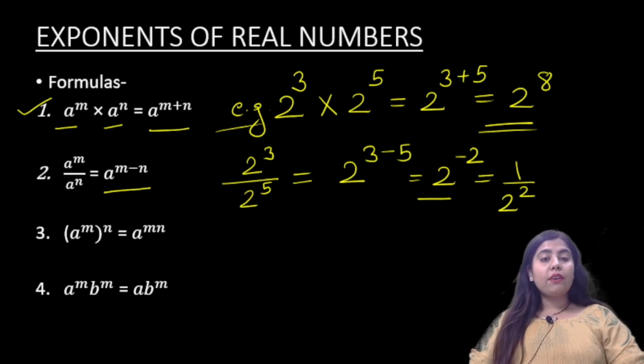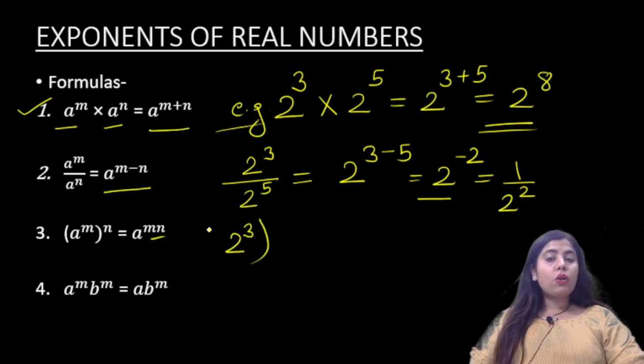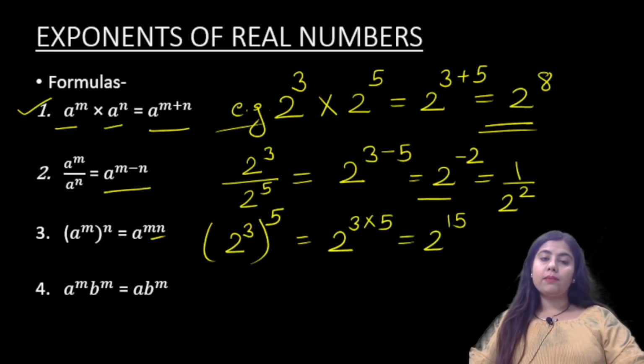Next is a raised to the power m whole raised to the power n. If we have this type of question, then the powers will get multiplied, like a raised to the power mn. For example, if we have 2 raised to the power 3 whole raised to the power 5, then the powers will get multiplied. Base same, 2 as it is, powers multiply, 3 multiply 5. So it is equal to 2 raised to the power 15.